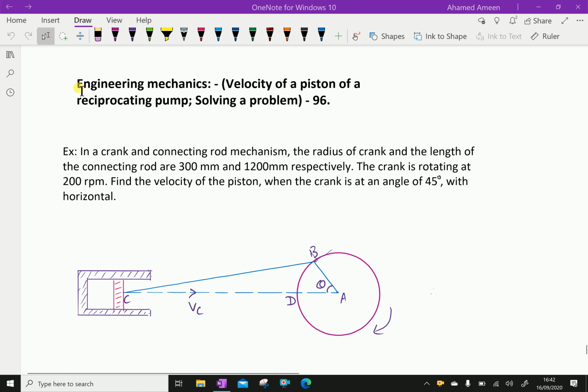Welcome to aminacademy.com and engineering mechanics regarding velocity of a piston of a reciprocating pump. Let us solve the problem.